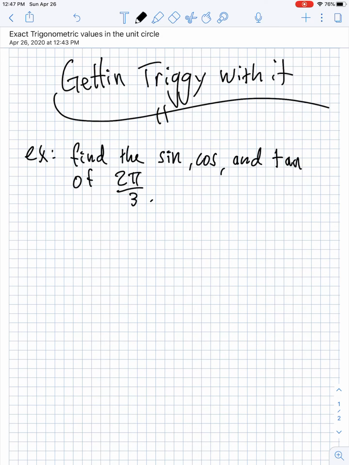Not sin, cos, and tan. Sine, cosine, and tangent. When people come up and say, Mr. Jolly, I can't find the sin of 2 pi over 3, I'm like, what are you talking about? Sine of 2 pi over 3.